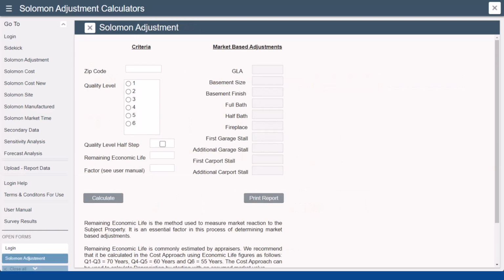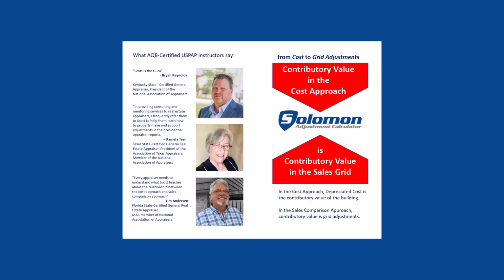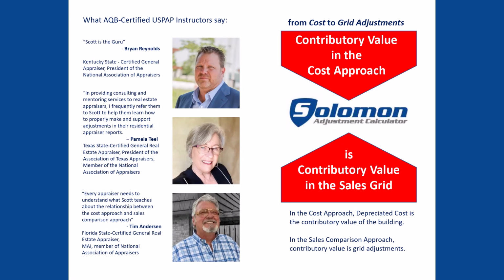The survey results bottom left are the original surveys compiled in the early years. The secondary data tool does not include all previous surveys, but has the most recent surveys for categories that seem most important. Solomon licenses unbiased third-party cost data. There is nothing more to buy. The cost data assumes economic life that varies by quality ratings, which coincide with UAD categories.